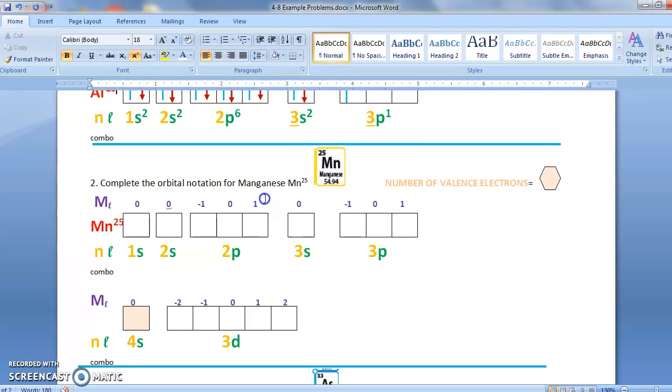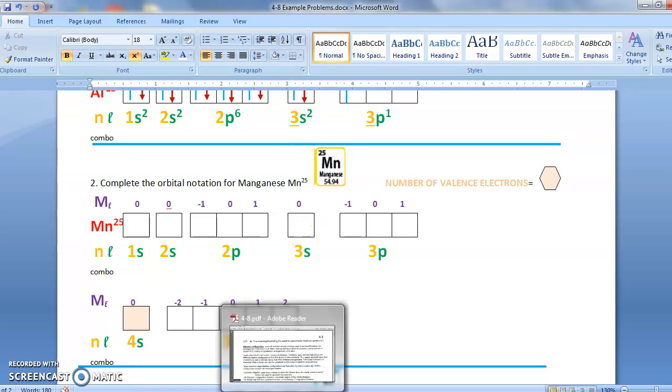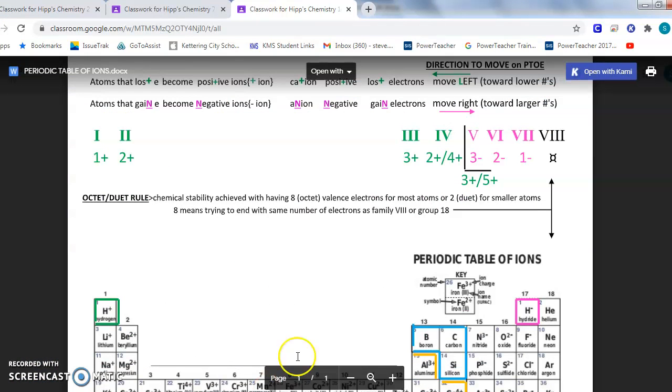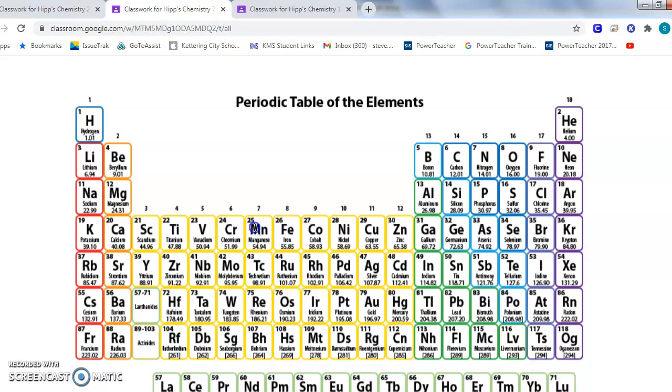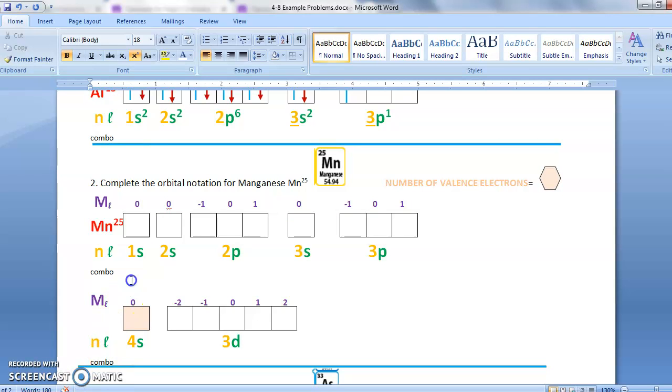Our next one they're asking us to do on our example problem is manganese. I would look on my periodic table to find manganese. Here's manganese right here, Mn, atomic number 25. So I'm going to be doing manganese. Atomic number 25, that means it has 25 protons, so it should start with 25 electrons.